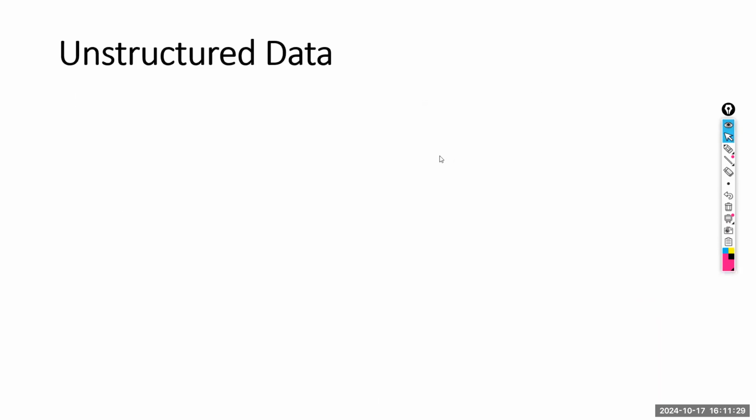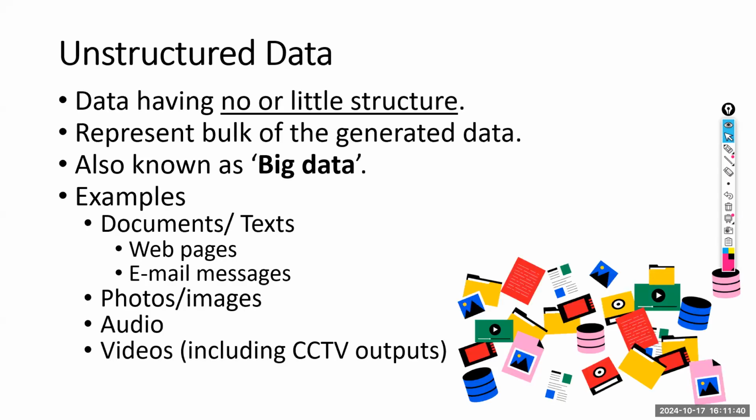So the second type of data is called unstructured data. As the name suggests, unstructured means there's no structure or there's very little structure. Very little structure. Sometimes we call these big data.